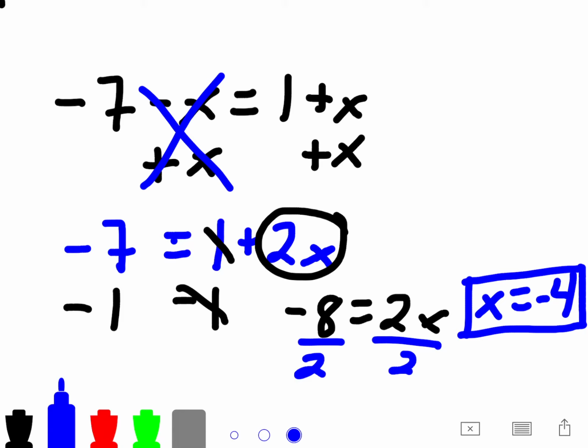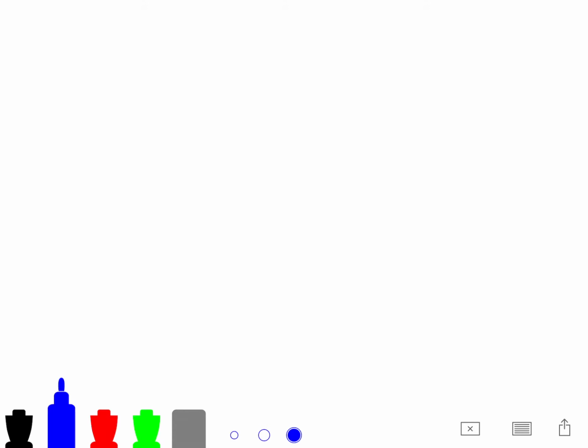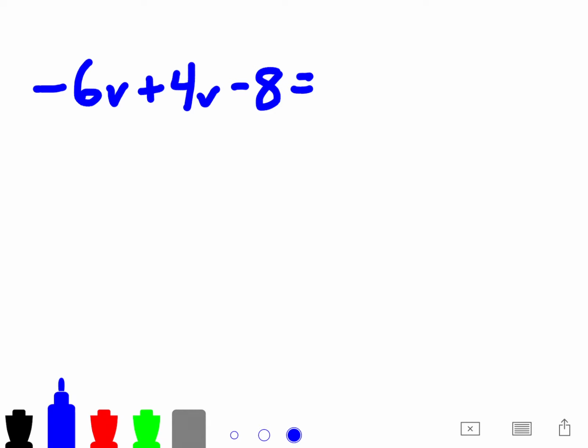What we're going to do now is a more difficult variables-on-two-sides equation. So let's go ahead and get started. Without using the law of distribution, this is about as complicated as it's going to get. We've got negative 6v plus 4v minus 8 equals negative 4v plus 4v. Now, holy cow, we've got lots of variables everywhere.